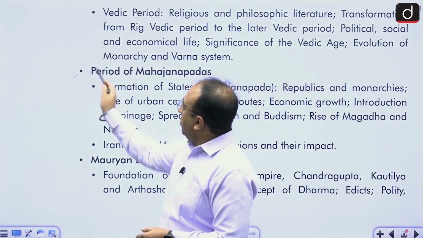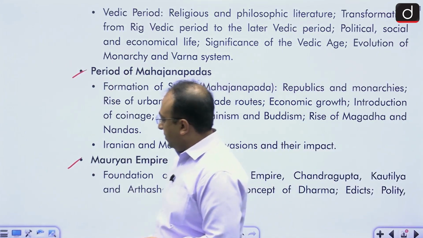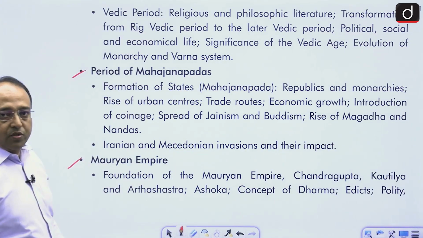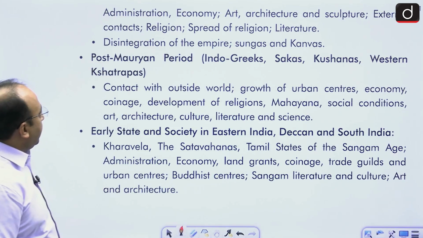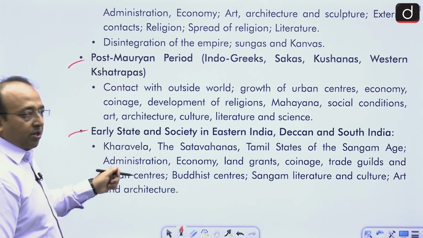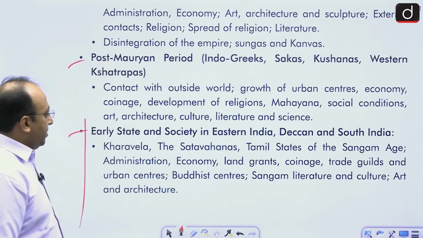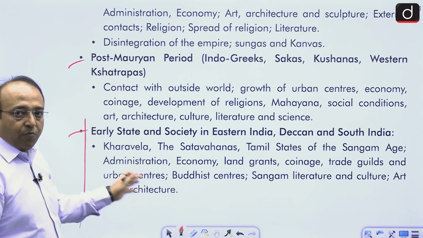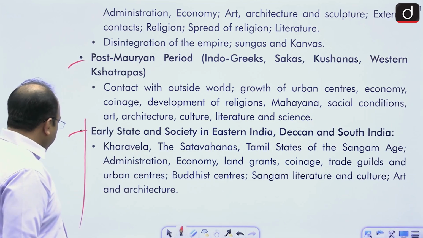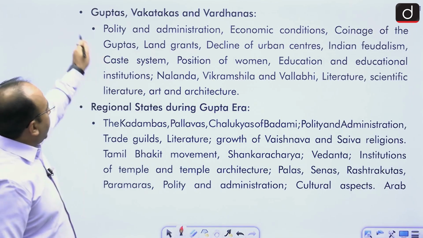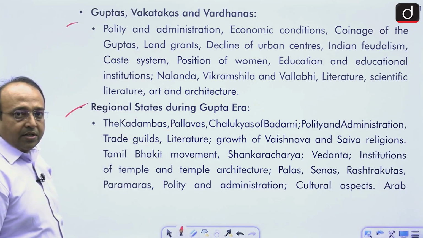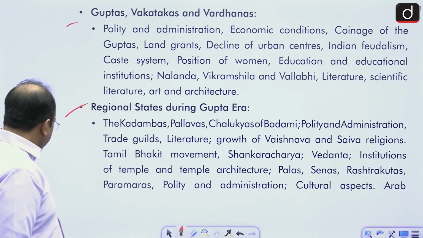Then you have the content on the period of Mahajanpadas, Mauryan Empire, etc. You can see on your screen that all of this is the syllabus of only ancient India, post-Mauryan period, early state and society in Eastern India, Deccan, South India. This is again a very difficult proposition for every student who prepares the history syllabus. But still, I'll give you some idea how it can be prepared. Then Guptas, Vakatakas, Vardhanas, regional states during the Gupta era. These are all part of the ancient history syllabus itself.